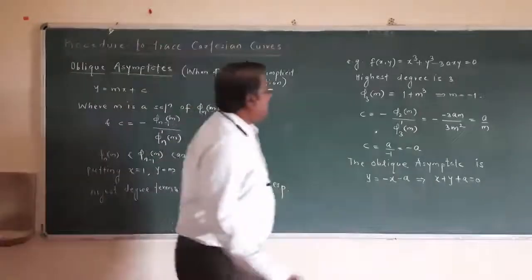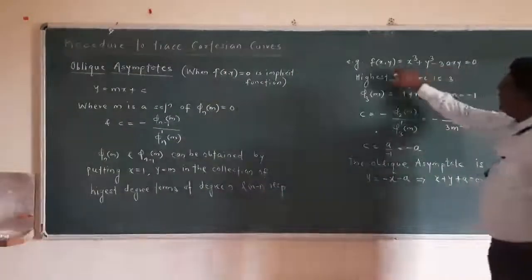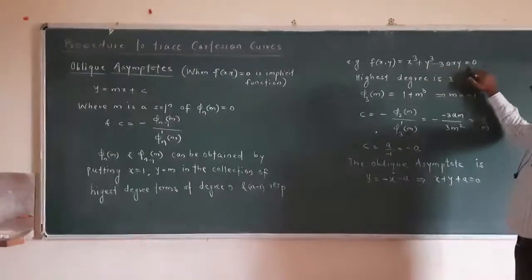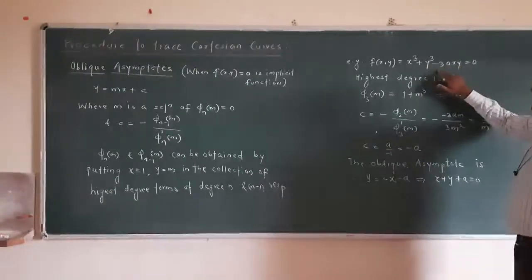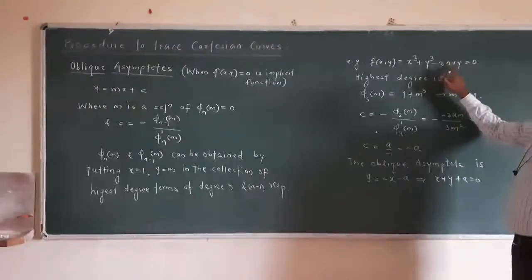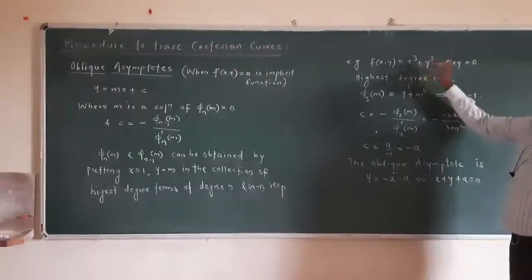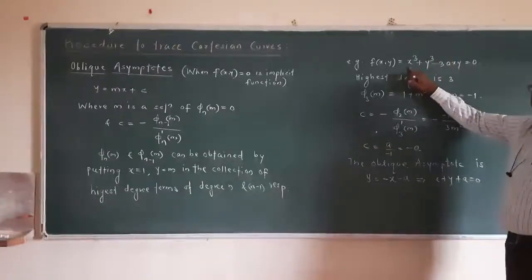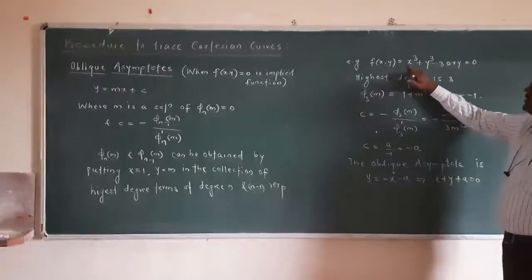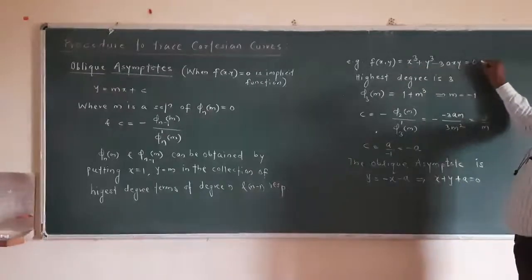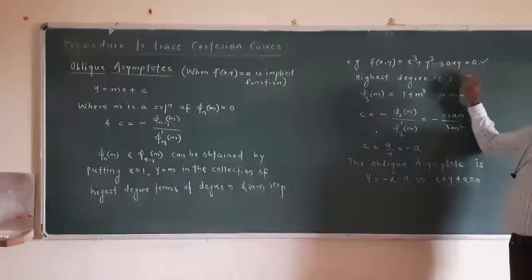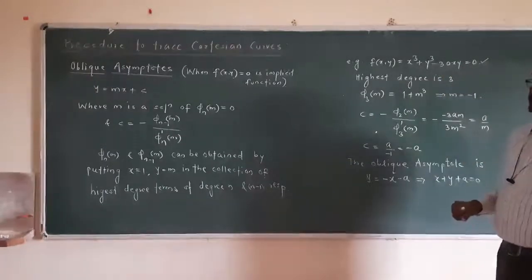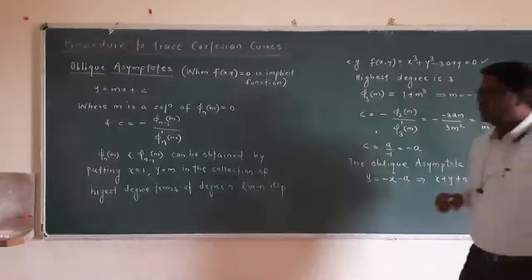For example, suppose f of xy is x cube plus y cube minus 3axy is equal to 0. In this equation, we cannot separate y and x on both sides. So here we cannot express y in terms of x, and also we cannot express x in terms of y, and therefore such functions are called implicit functions. If such implicit functions are given, then how to find the oblique asymptotes?